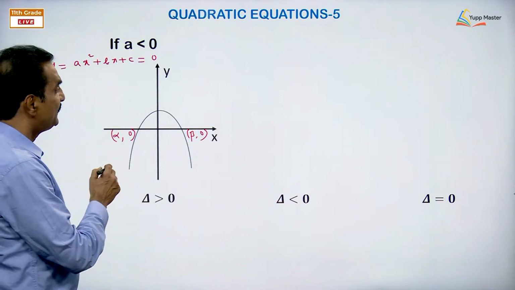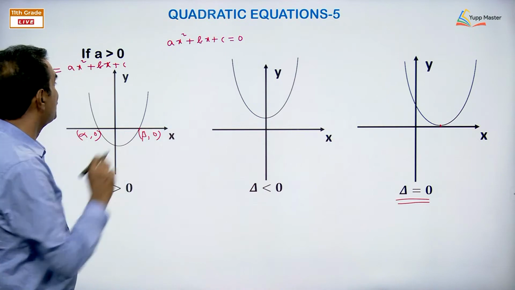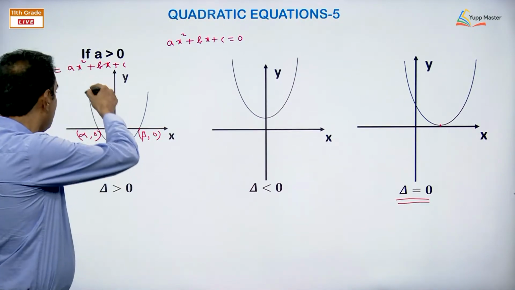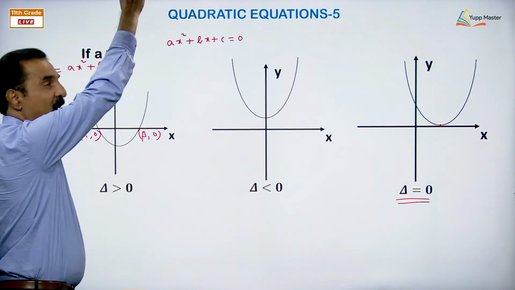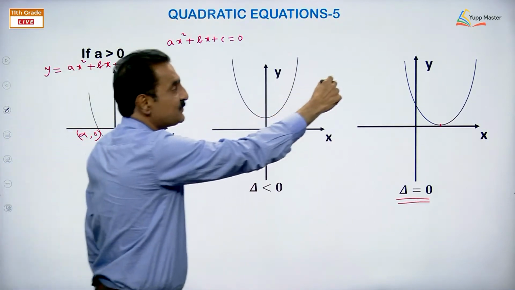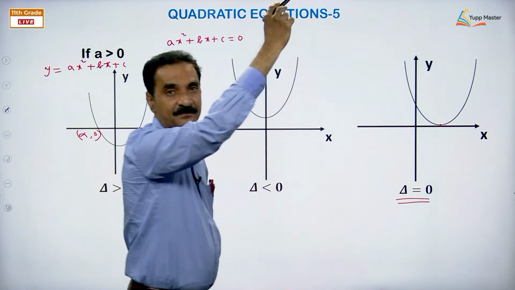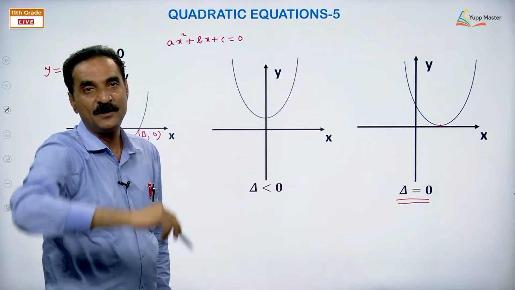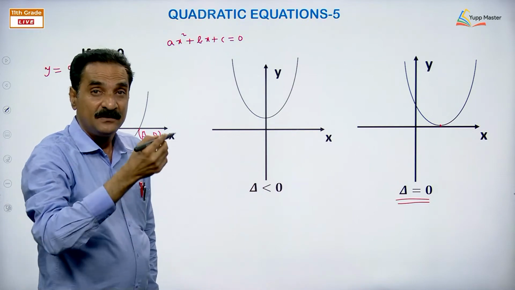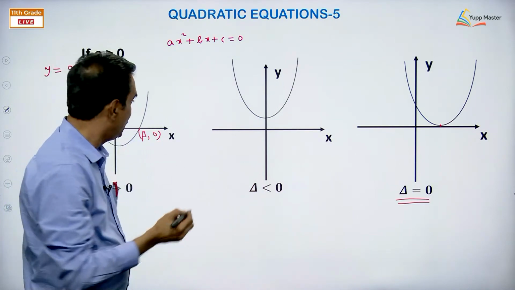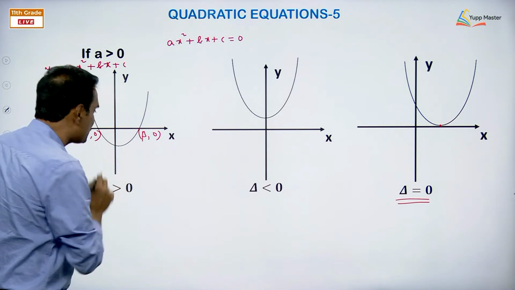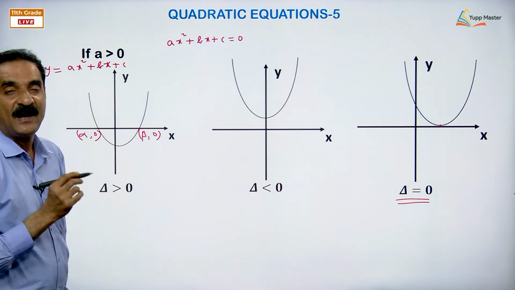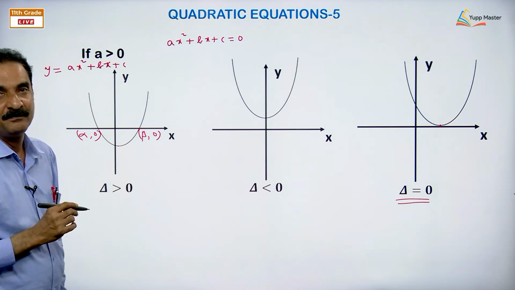Now, considering these three positions when a is positive, you can observe that the value of y can vary up to infinity. In all the cases, y can take values up to infinity. Y coordinate of any point on the curve can reach up to infinity. But there is a minimum value of y. It occurs at this bottommost point. At this bottommost point, the value of y will be minimum.